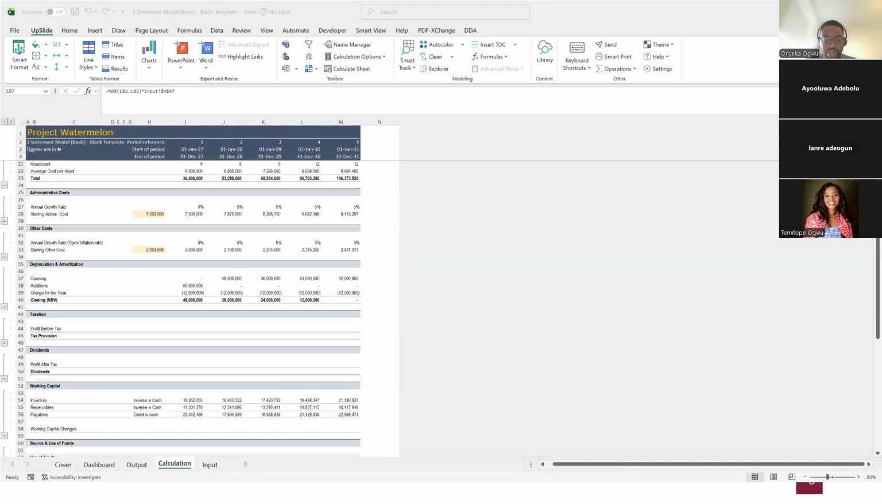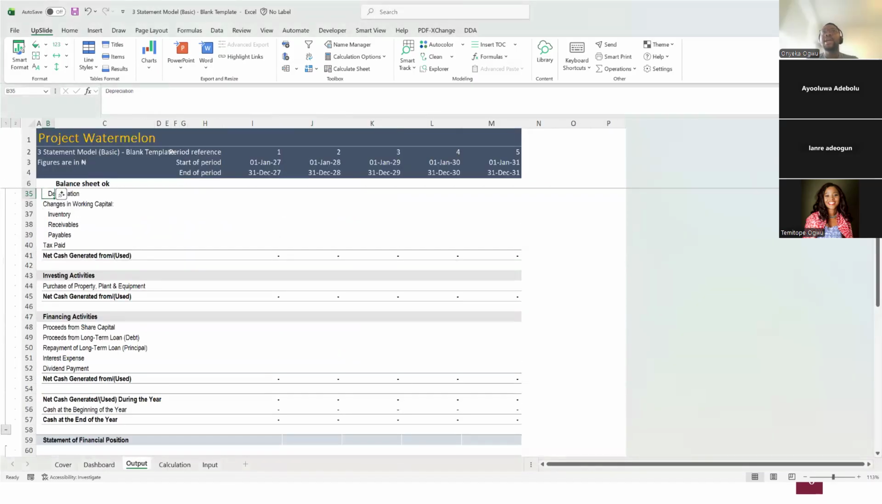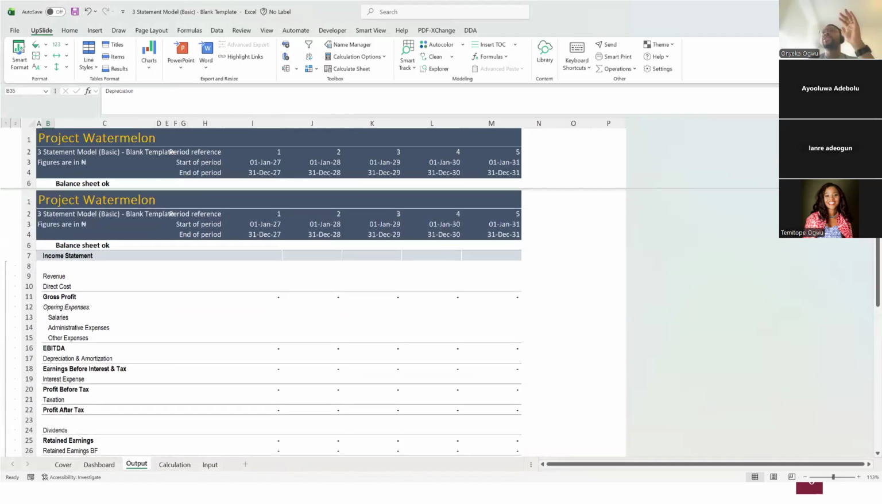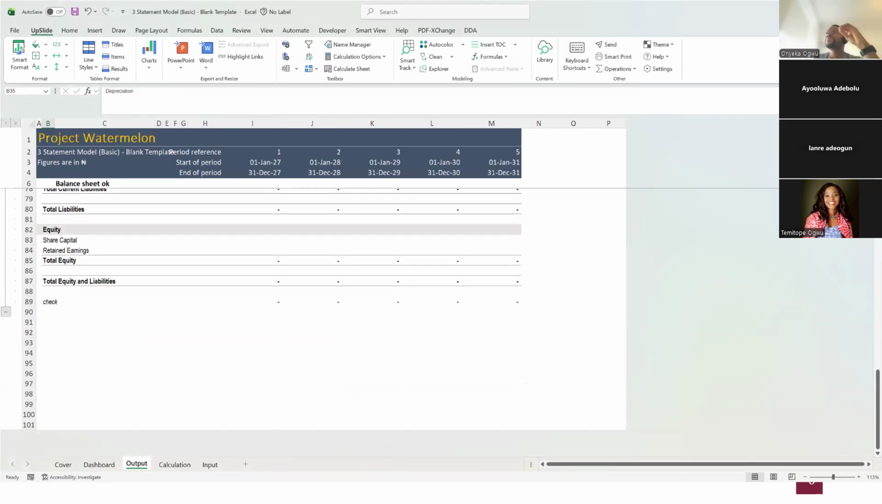The next thing to do is to link it to our output sheet. This is our output sheet here. The next thing we want to do is to link it to our output sheet. But now, this is where you need to be very careful.